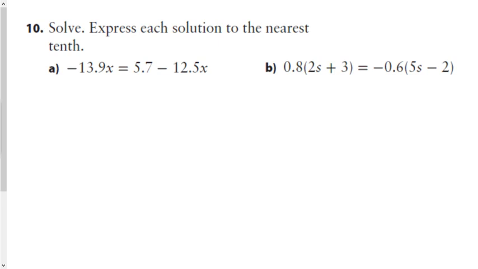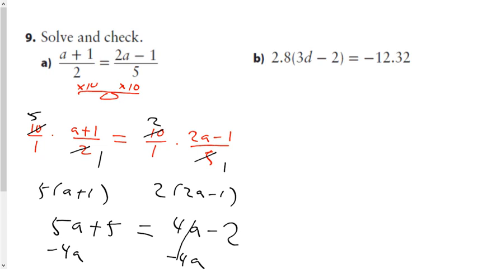Question 10, we have a fairly simple one. Oh, did I skip a question back there? I did, didn't I? I forgot B. Expand using distributive property first. 2.8 times 3 is 8.4. 8.4d minus 2.8 times 2 is 5.6 equals negative 12.32.